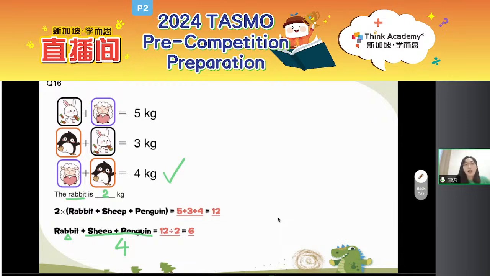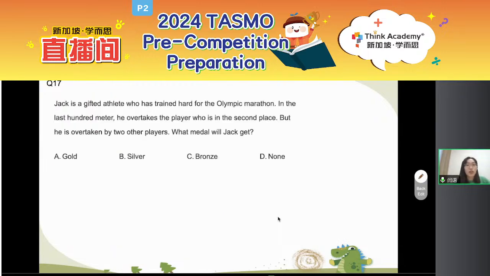Okay, so here, following this, let's move on to question 17. For question 17, also a few students answered it wrongly. Let me check. What is the answer? A, B, C, D, which one? A, B, C, D, which one?